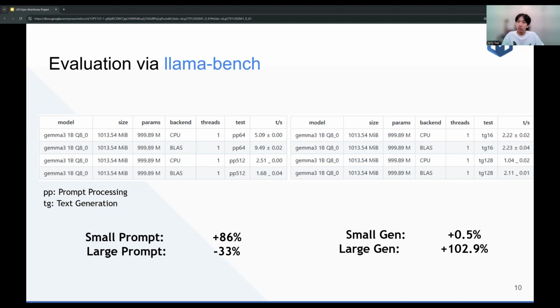The baseline of the evaluation is the current Llama CPP, which relies on plain CPU execution. For prompt processing, we saw a 86% increase in tokens per second on PP64, but 33% decrease in tokens per second on larger prompts. For token generation, we saw a comparable result for smaller number of generations, and a huge performance gain on larger benchmarks, which is TG128. The token generation speed was increased by more than 2 times. We noticed a similar trend as we saw during the inference on Llama CLI.